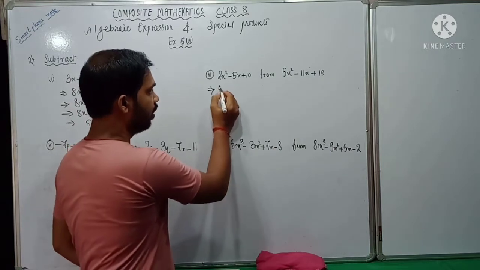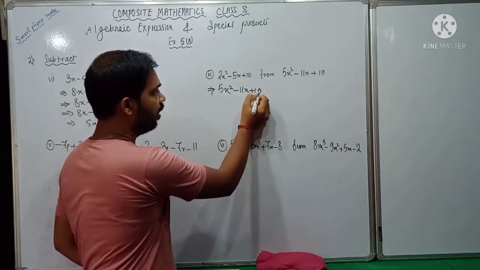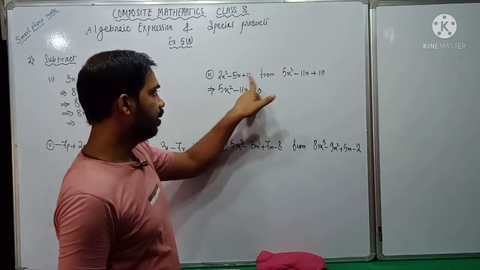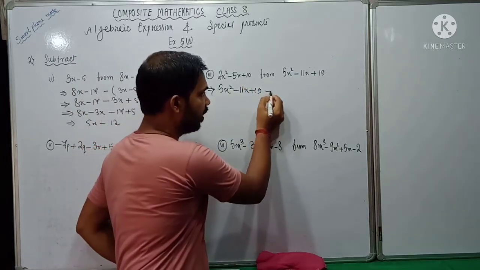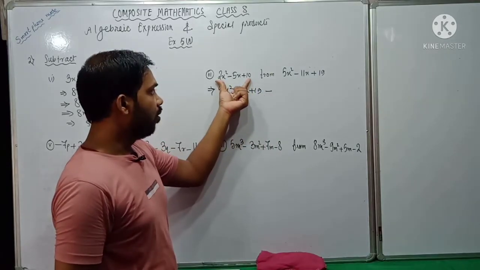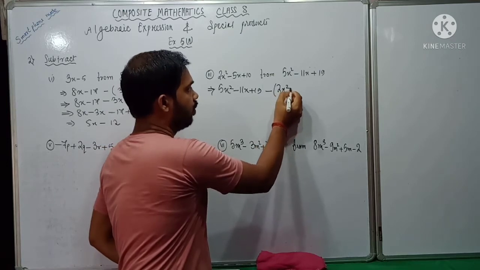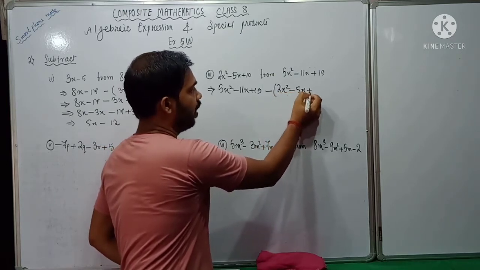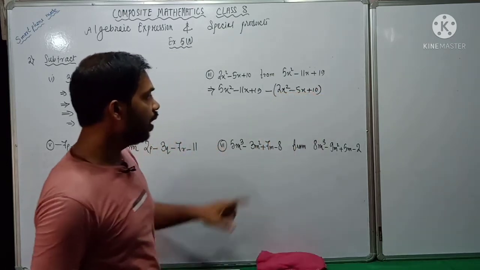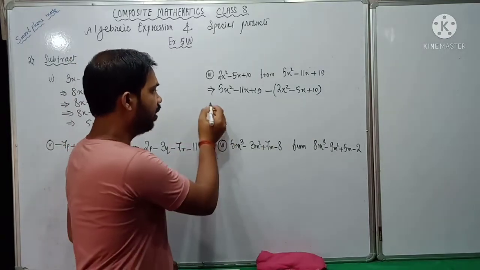So it is 5x square minus 11x plus 19. Now I will subtract this from this. So I will put a minus sign. And since I have put a minus sign, I have to put a bracket on this whole expression. So I will put a bracket. So 2x square minus 5x plus 10. Okay. Now you correct the sign. Next step is correct the sign.